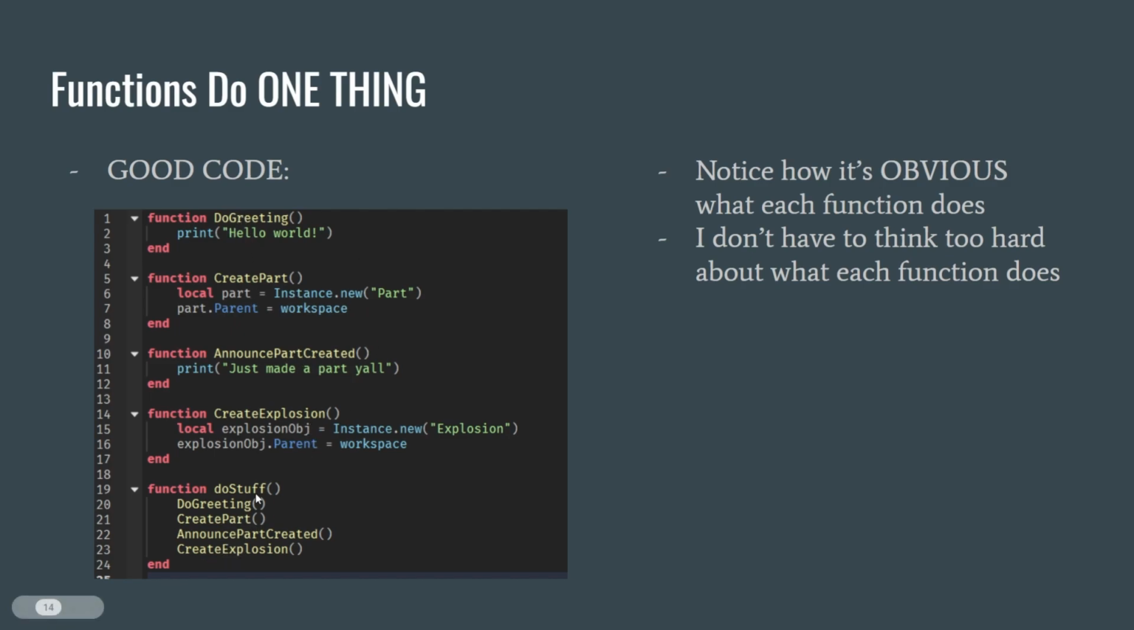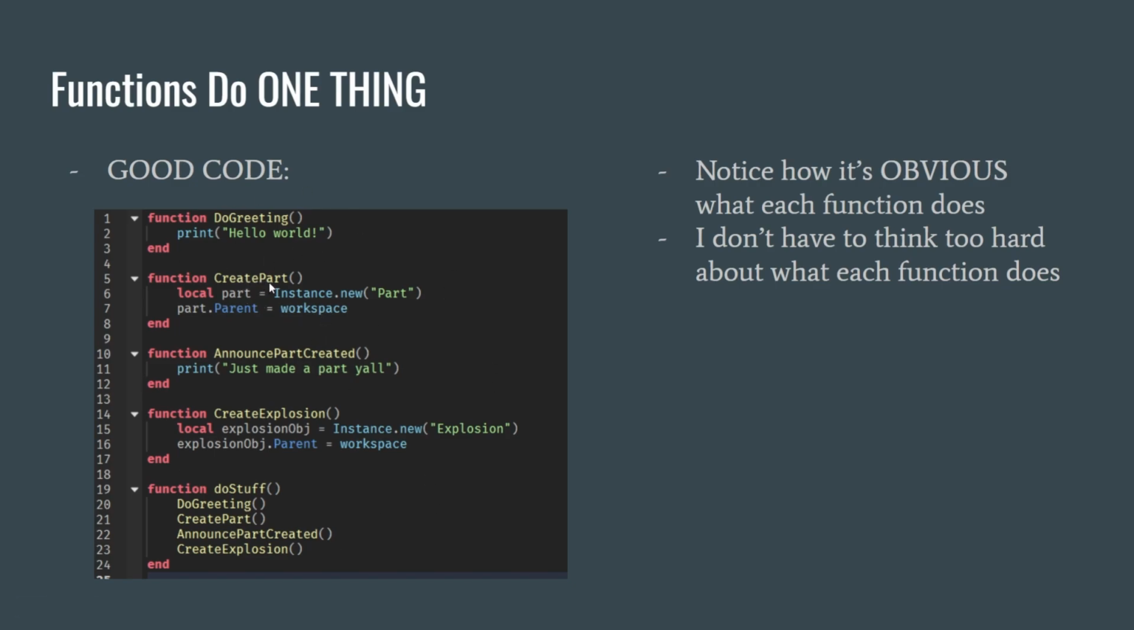So create explosion. If I read this code, the only thing that it should be doing is creating an explosion. And that's what it's doing. So that's what that means. Every function should do one thing. If you have functions that are doing 10 things at once, then it's going to be very, very complicated to read. But as you can see, it's a whole lot cleaner.